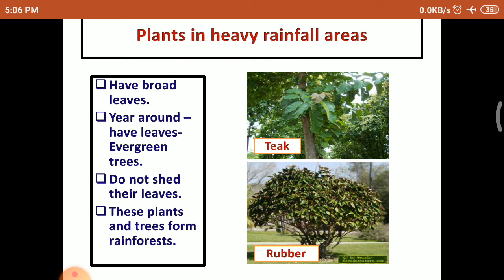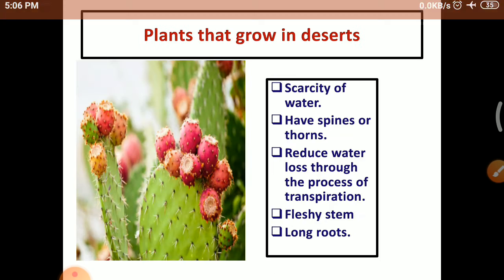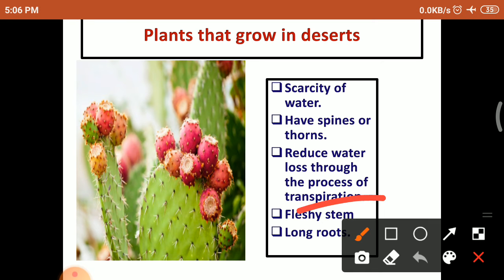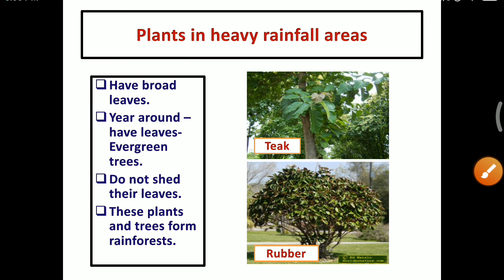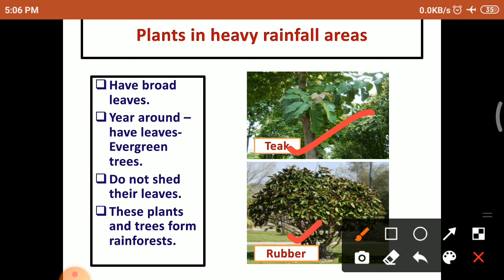Are you clear? The plants in heavy rainfall areas, the teak and rubber tree, are grown in the rainfall areas, and all year round they always have leaves on them, and they do not shed their leaves, and these plants form the rainforest. The leaves of these plants are broad.